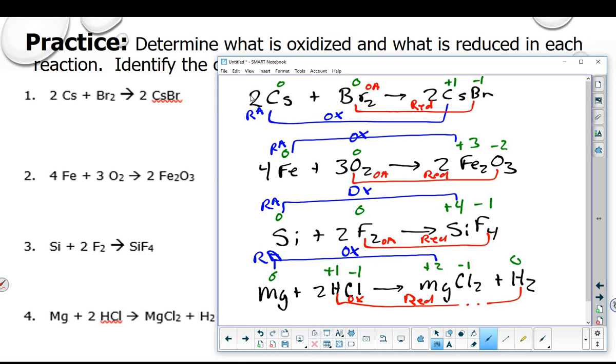Most often, in fact all the time, when you have an element by itself on one side and it's not by itself on the other side, you have a redox. Yes, what's your question? Okay, are you getting what we're doing? Do you know how to label? How to find the charges? Label the oxidized and reduced? Okay.